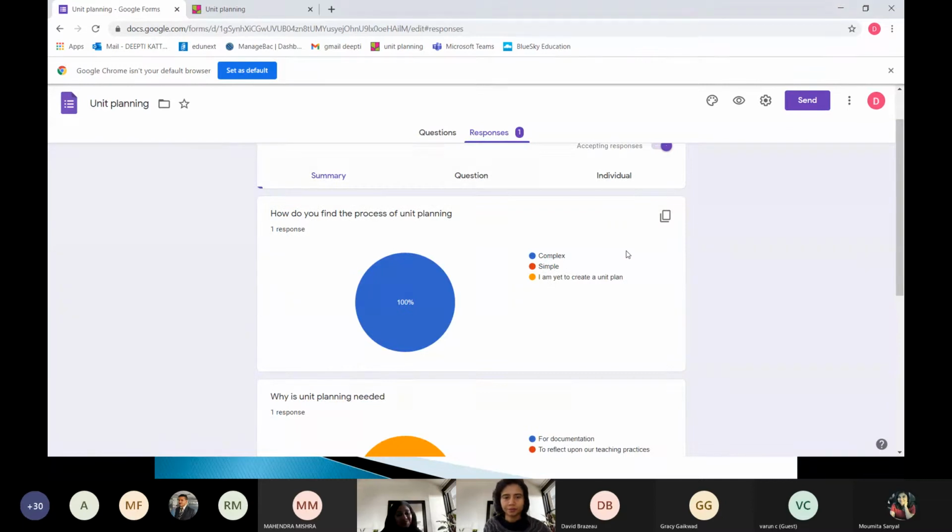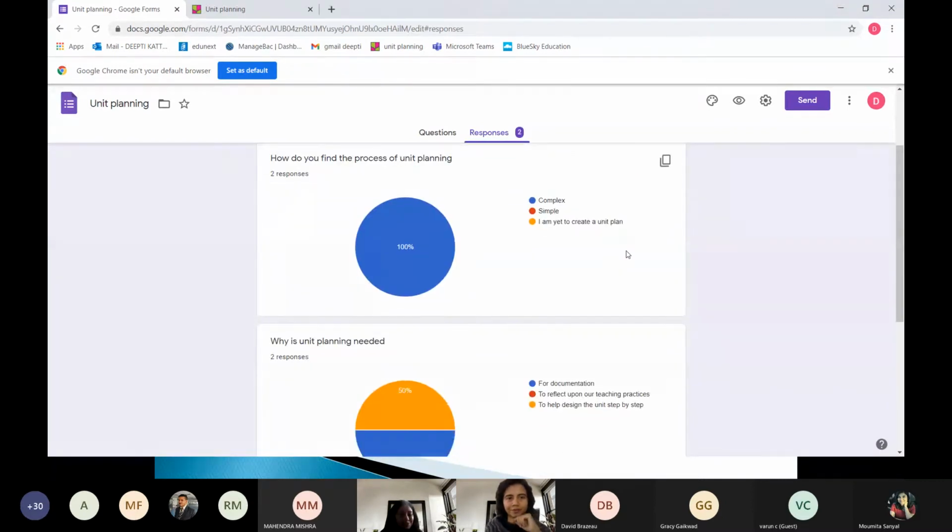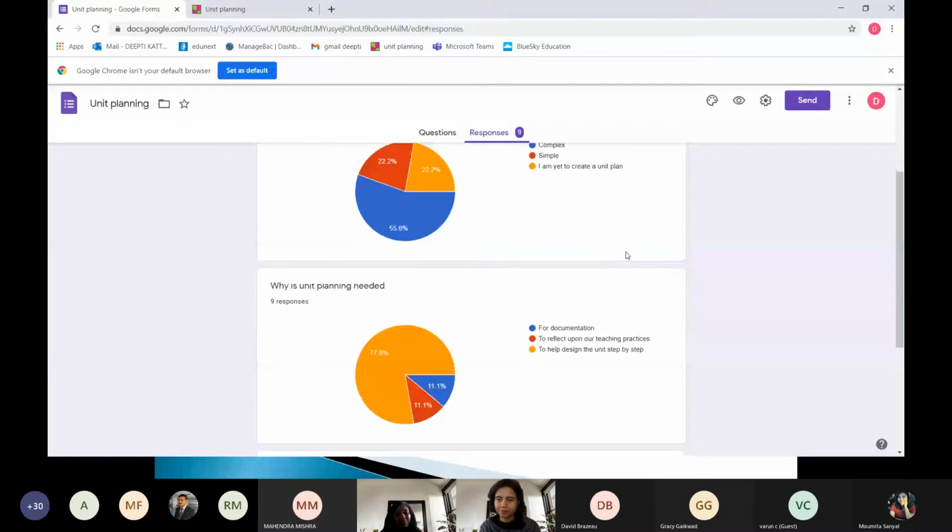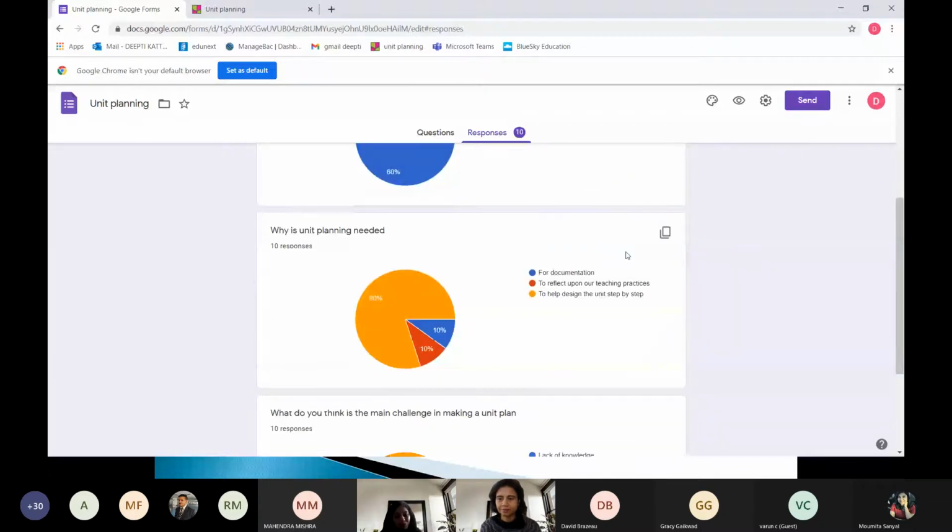Okay, so many people feel that the process of unit planning is quite complex. More than 50% of people feel that it's a very complex process, whereas 28% feel that they are yet to create a unit plan. I'm sure there'll be very good major takeaways from this session, and you will be able to create a unit plan successfully. Well, 77% of people feel that unit planning is needed to design the unit step by step. Of course, I totally agree that it gives you the guidance, that support to make the unit work step by step. So it's really helpful in designing the unit step by step.